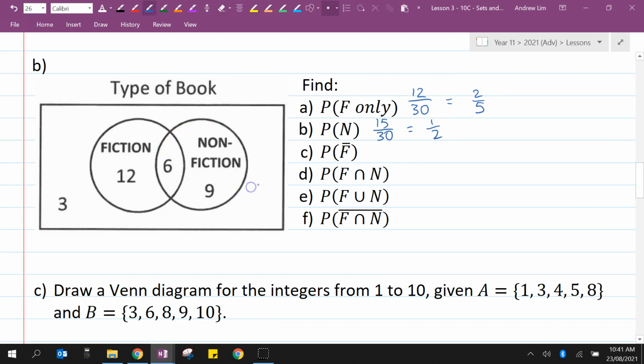Okay, I'll do one more with you, and then I'll do 2 more with you, and then maybe you can have a go with E and F. So this question here says, if someone was selected at random, find the probability that they don't like fiction.